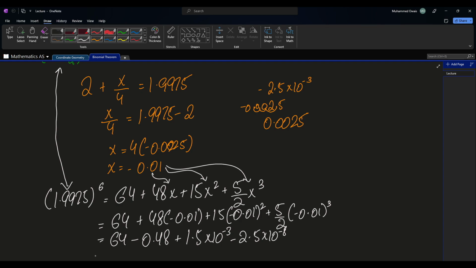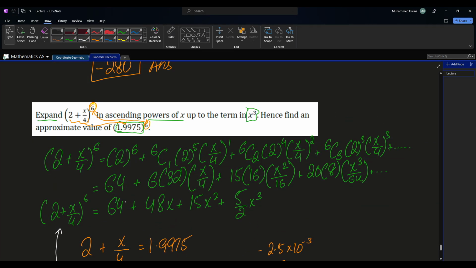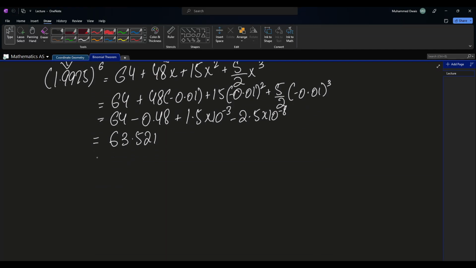Now then, just plug the rest into your calculator and you'll get your answer. 64 minus 0.48 plus 1.5 exponent minus 3 minus 2.5 exponent minus 8. So this gives me the answer 63.521. Okay, so this is our answer. Now then, as we are in CIE, we need to give our answer in 3 significant figures. Our answer will be 63.5.